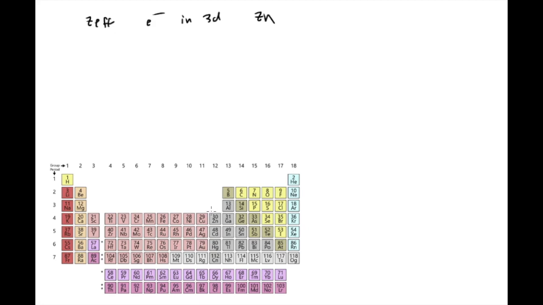And so if we look at our periodic table, we can spot zinc here, and so we can determine the electron configuration for zinc. So we have 1s2, 2s2, 2p6, 3s2, 3p6, and 4s2, and 3d10.